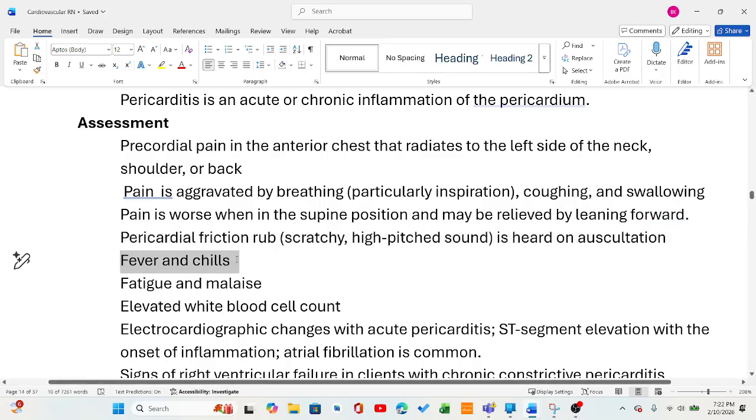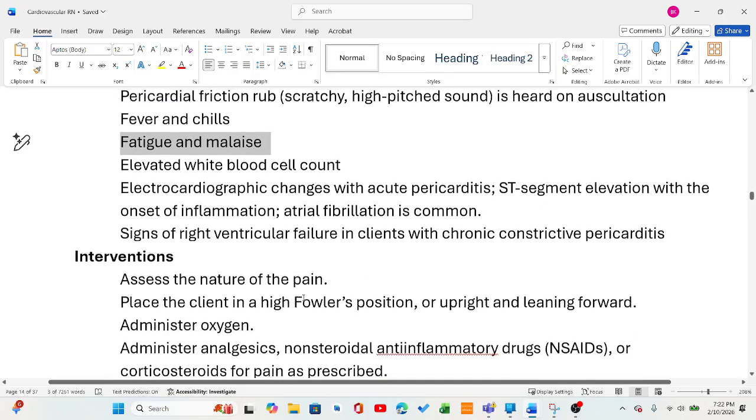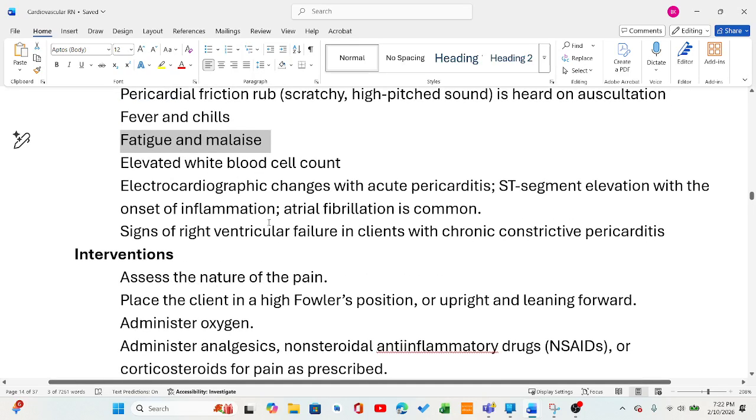The other thing, because it's an infection, this patient will be having fevers and chills, and then fatigue and malaise is also one of the things that you should be thinking about. So again, white blood cells will go up, remember, because it's an infection, and then we have electrocardiographic changes, which will show pericarditis, and also the person can get atrial fibrillation, which is more common, and right-sided heart failure can also be a sign in the clients with chronic pericarditis.